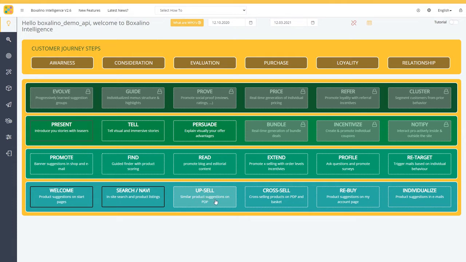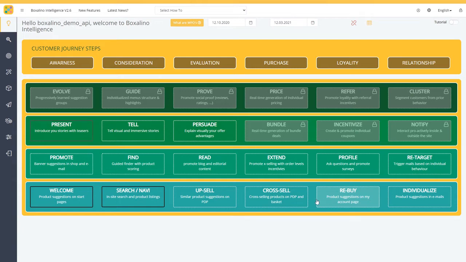similar and other product suggestions on the product detail page, the cross-sell, which is for cross-selling product suggestions on the PDP after the user clicks on the add to basket, that they appear in an overlay or in the basket page, the rebuy, which are product suggestions that appear on the account page, and the individualize, which are product suggestions that appear in the email.